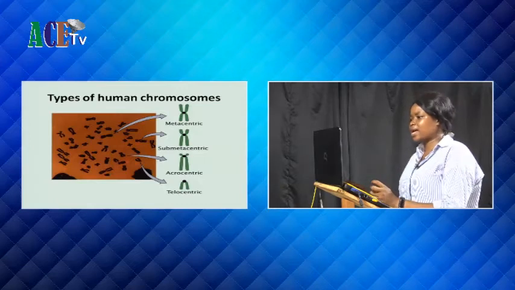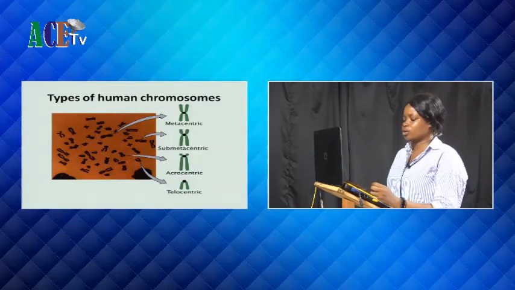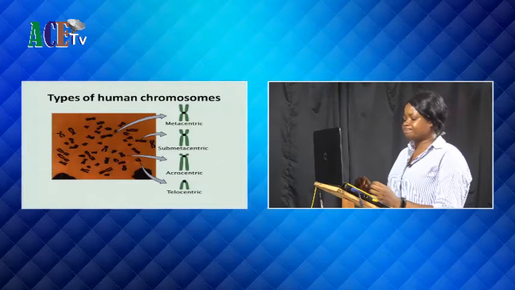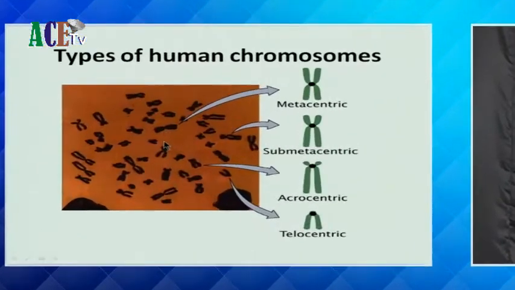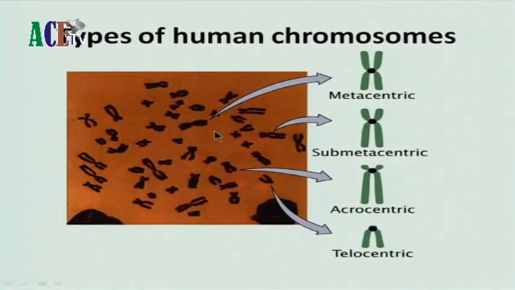Let's look at types of human chromosomes. This is the diagram of human chromosomes viewed at metaphase by a powerful microscope. This is how you're going to see it. Then you can see that they are not of the same size and they are not of the same structure, and that's what takes us to the types.